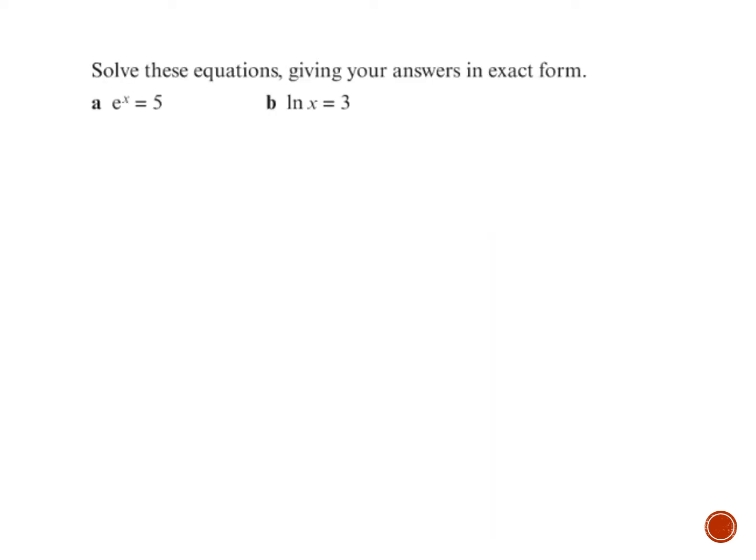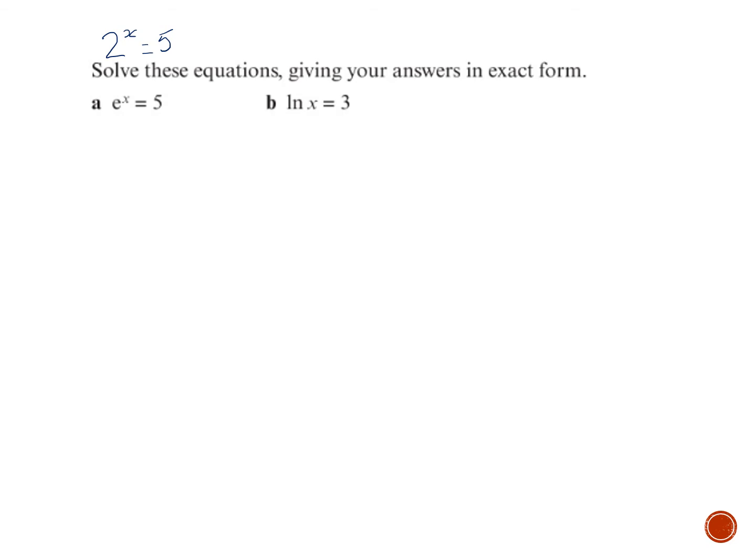Okay, right, first examples to have a look at. So solve these equations giving your answers in exact form. So let's write down the first one. If we know that e to the x equals 5, then what we're going to do, in the same way as we did when we had things like 2 to the power x equals 5, is do exactly the same thing and write that in equivalent log form.